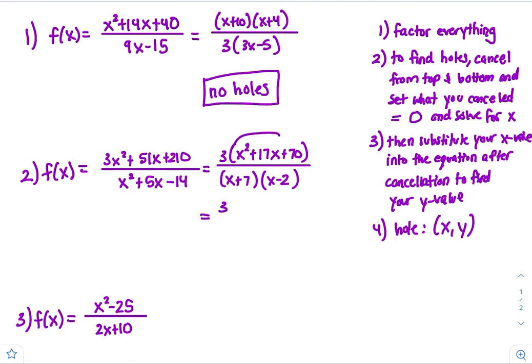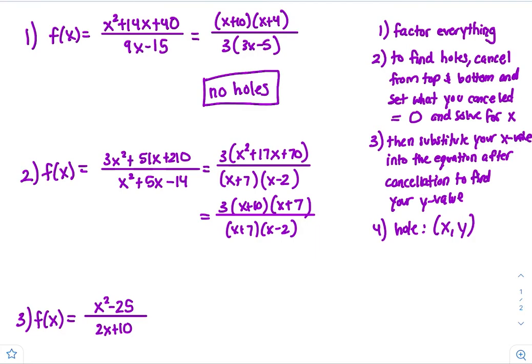Now we can also do the x method right here. So again, two things that multiply to 70 but when you add give you 17. That's x plus 10 times x plus 7. Again, it's using the x method. And on the bottom, we still have x plus 7 times x minus 2. So we factored out everything.